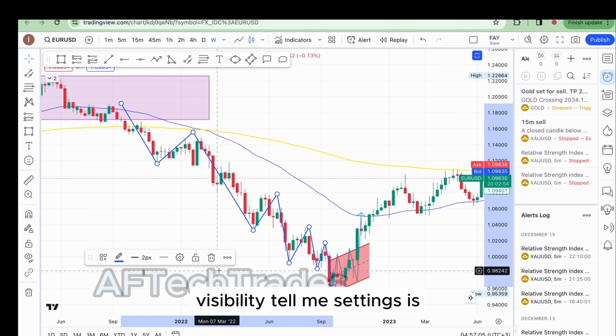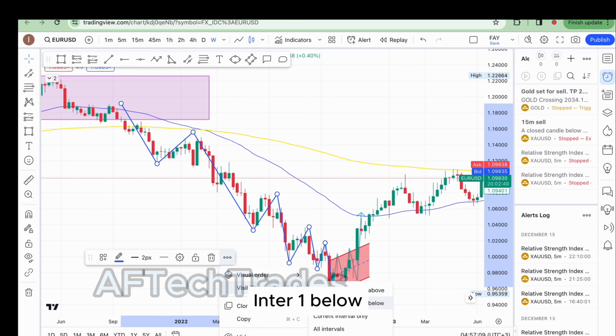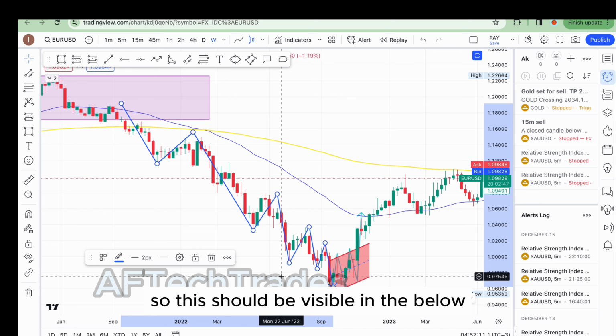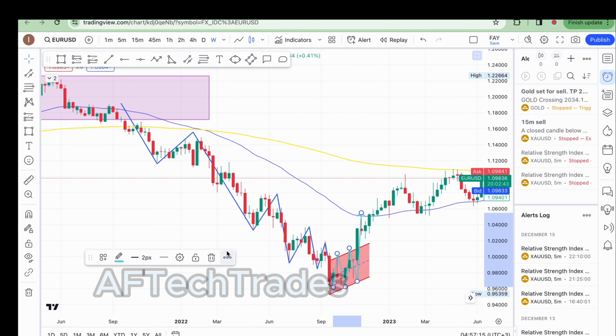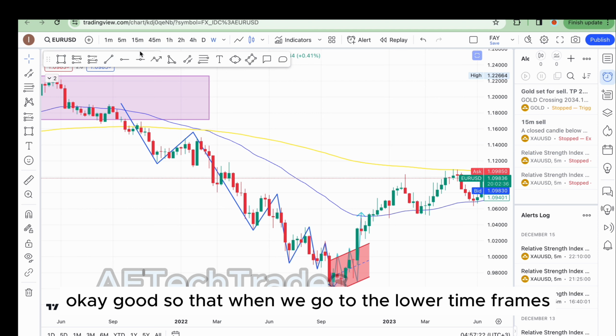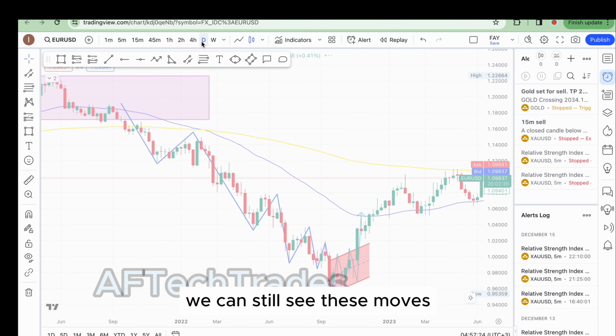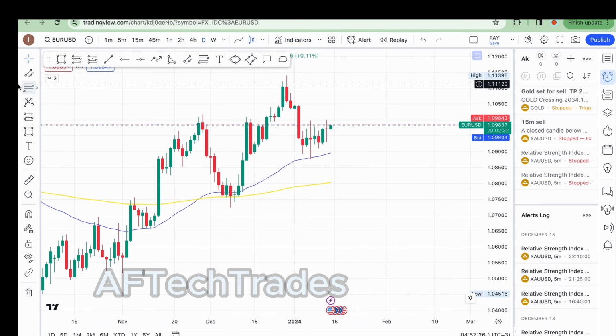Visibility, tell me settings, yes, interval and below. So this should be visible in the lower interval. Visibility, interval and below. Okay, good. So that when we go to the lower time frames, we can still see these moves.